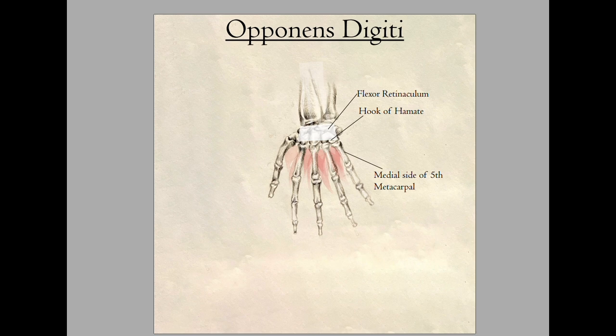And so what is that going to look like? That's going to look like this, right? And why am I specifying the medial side? Because of the movement that this produces. Opponens digiti means that it produces opposition.